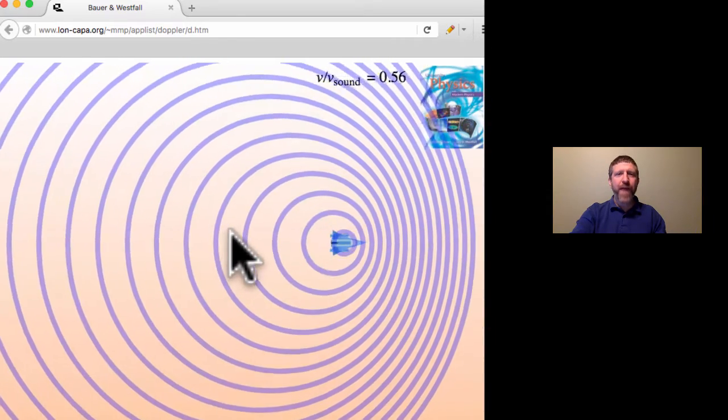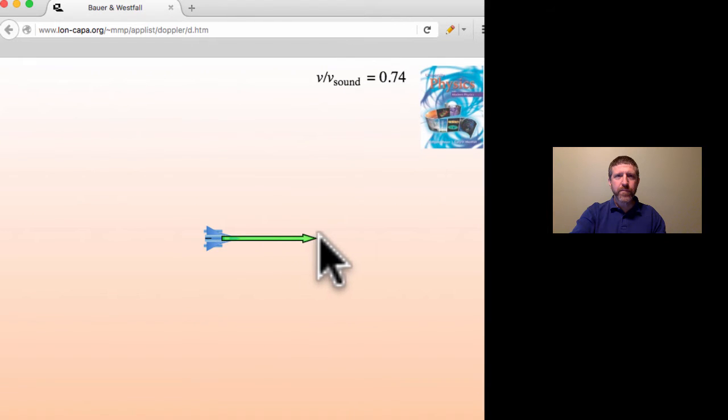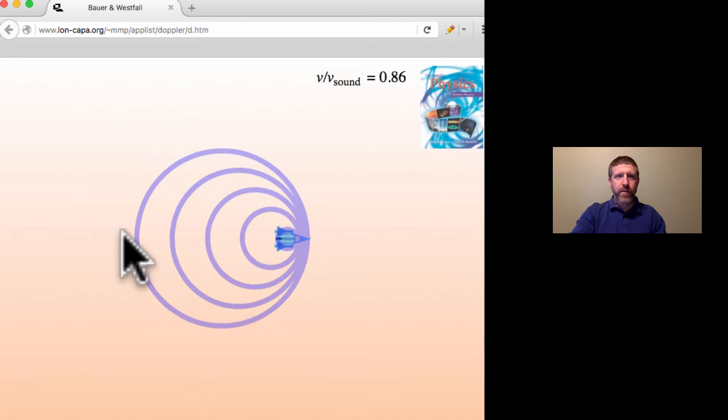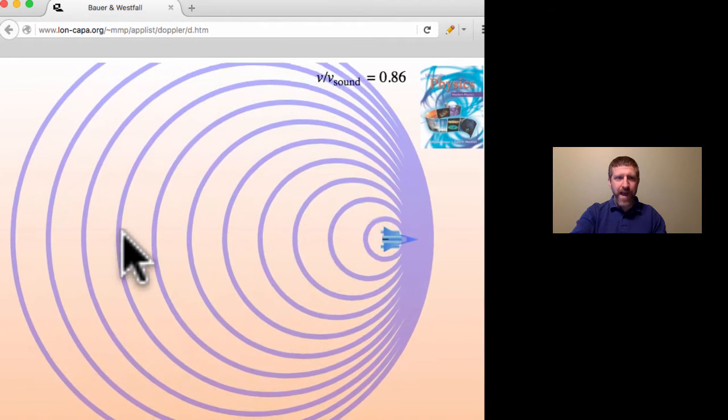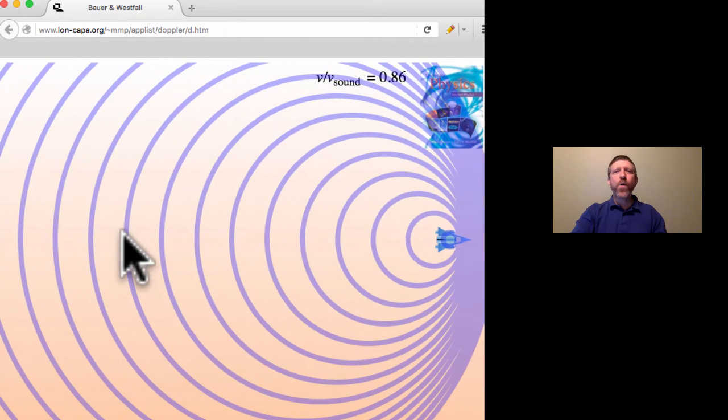Let's make it go even faster away from us. Now, now, now. So when the source is moving away from us, we hear the frequency as lower.